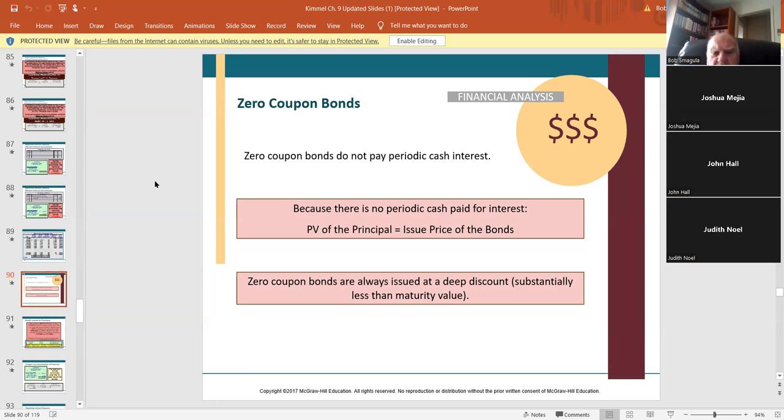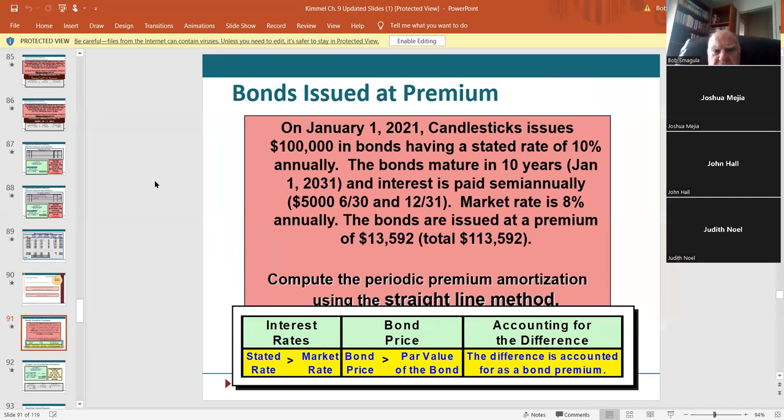Zero coupon bonds. I'm not going to talk about that really. Zero coupons don't pay any cash interest. What happens is they give you a big discount at the beginning. You buy the bond, then you just pay the principal back later on. There's really not much to it. I don't hear much talk about zero coupons anymore. All I know is that they're always issued at a deep discount. There's no cash paid for the interest. You'll get $60,000 today, and then you pay it back. You pay it back like $80,000 or whatever the number was to begin with.